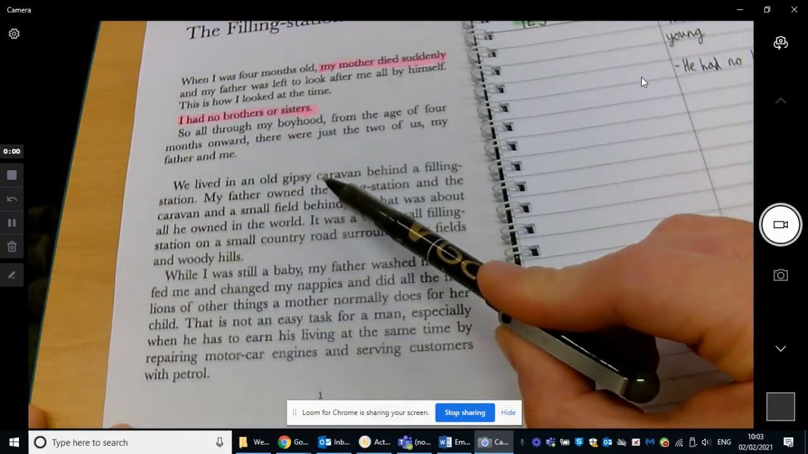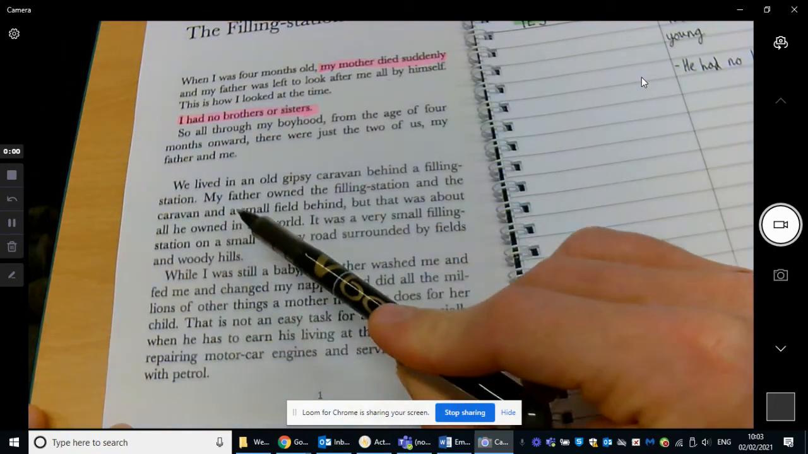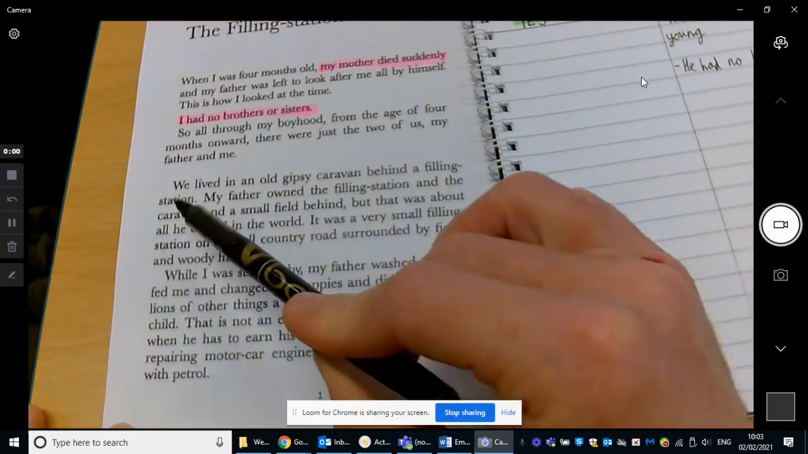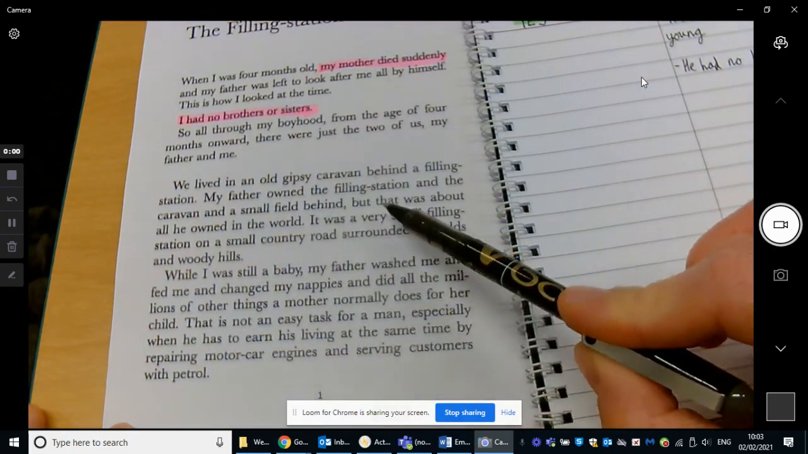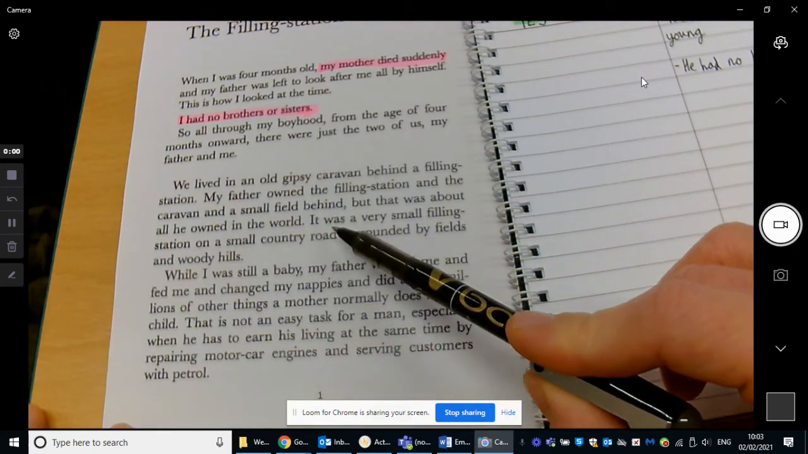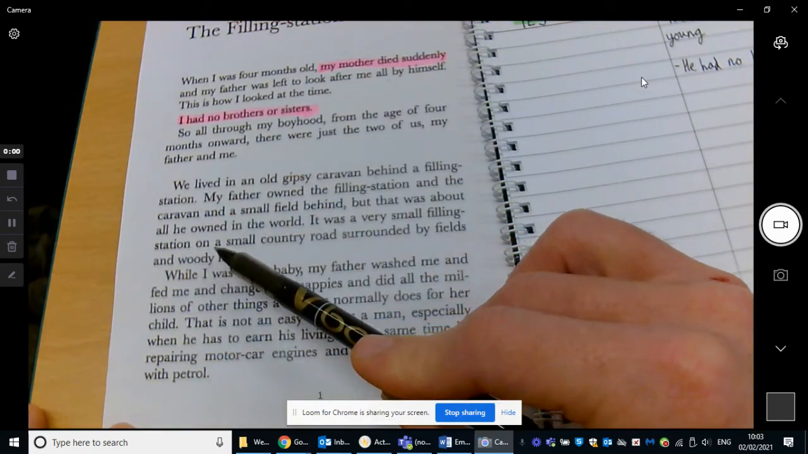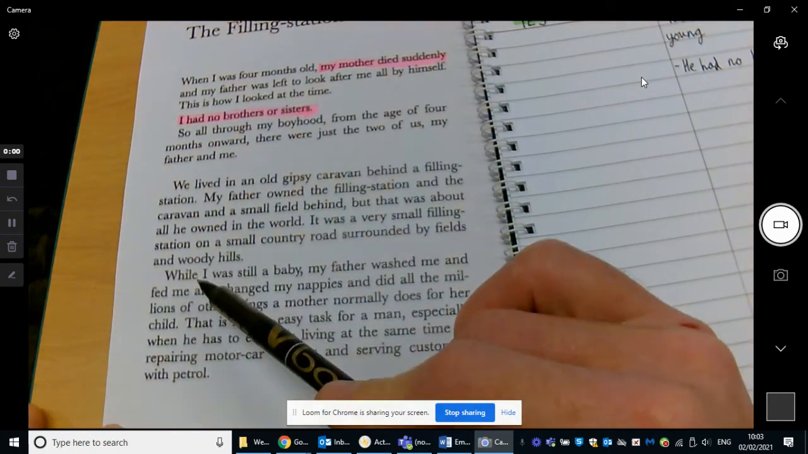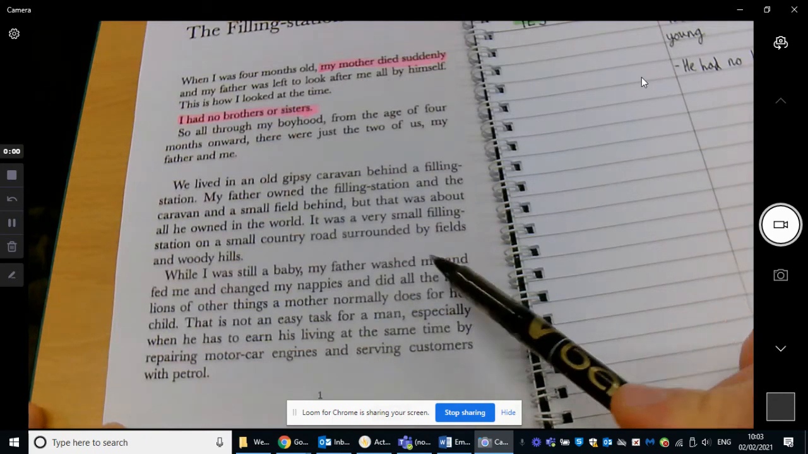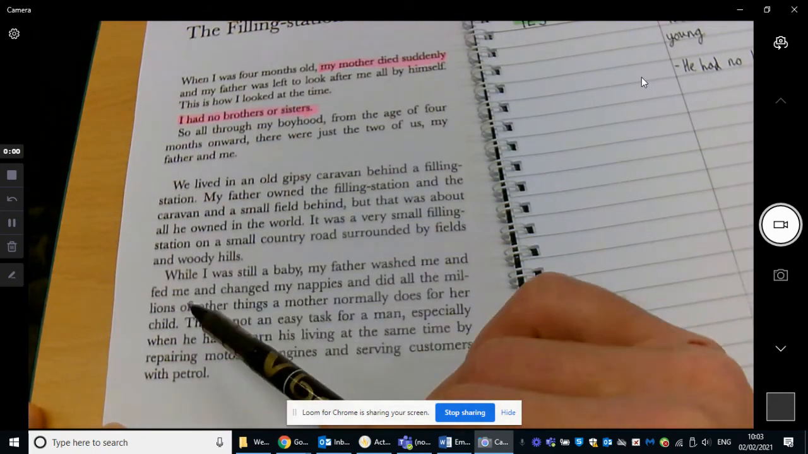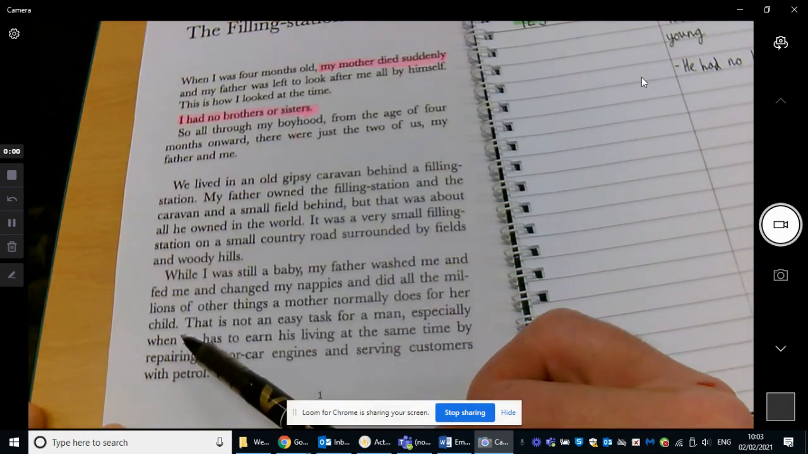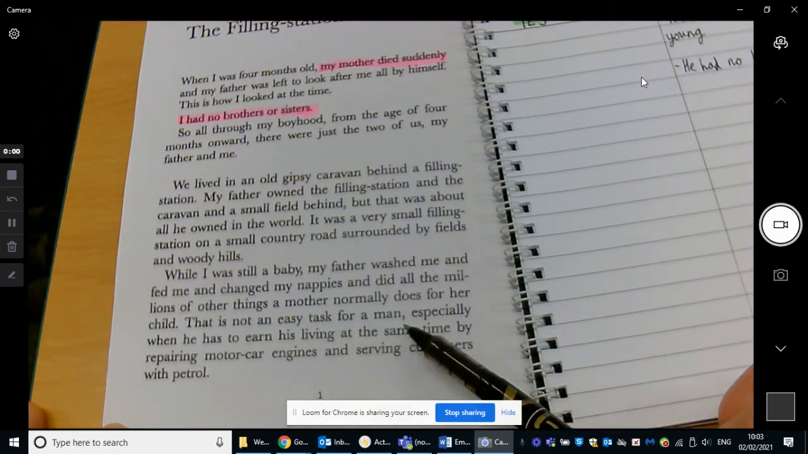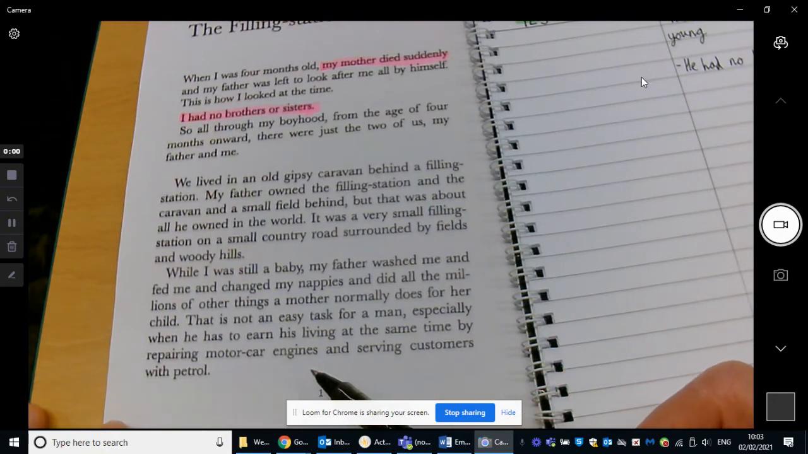We lived in an old gypsy caravan behind a filling station. My father owned the filling station and the caravan and the small field behind it, but that was about all he owned in the world. It was a very small filling station on a small country road surrounded by fields and woody hills. While I was still a baby, my father washed me and fed me and changed my nappies and did all the millions of other things a mother normally does for her child. That is not an easy task for a man, especially when he has to earn his living at the same time by repairing motor car engines and serving customers with petrol.